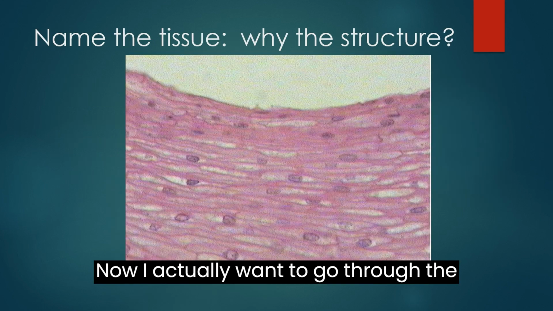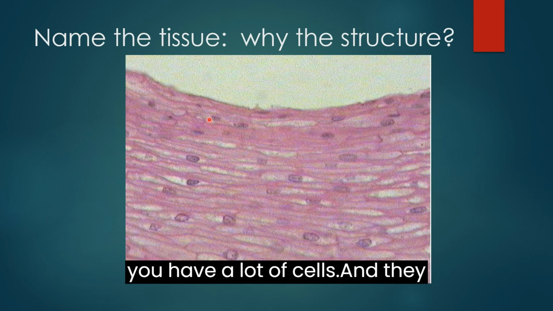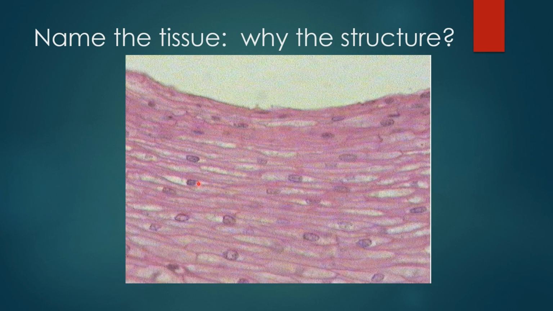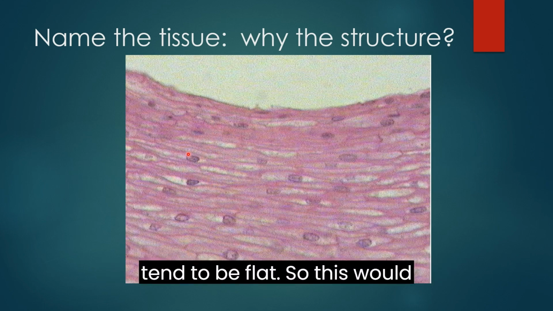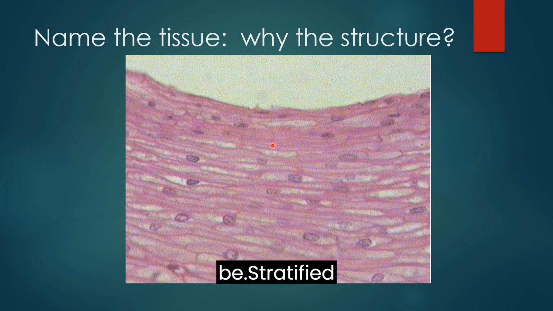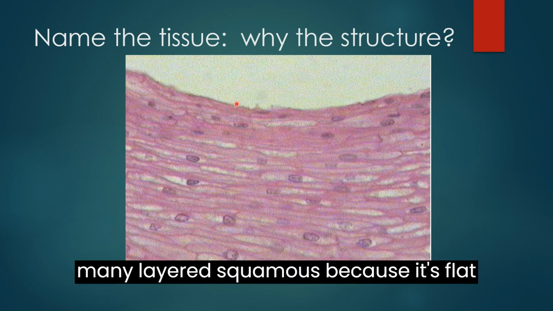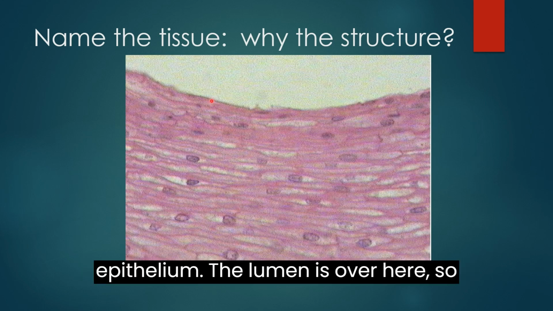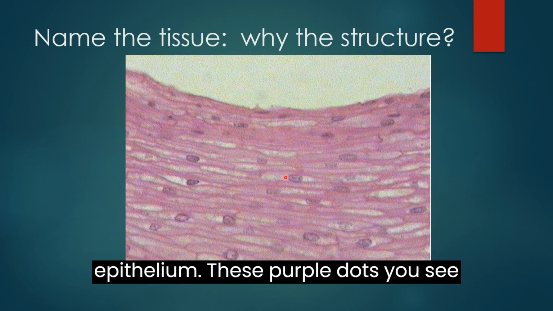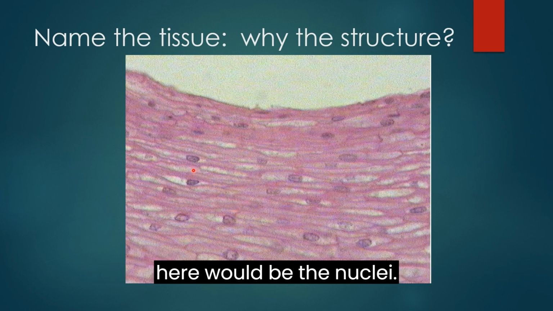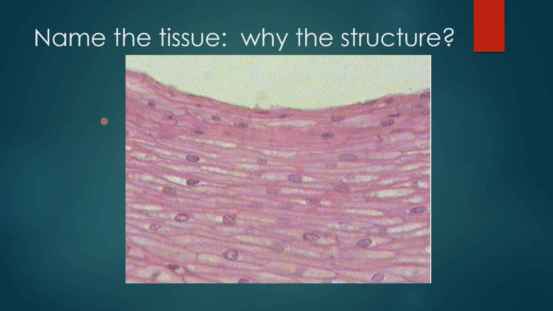Now, I actually want to go through the tissues. Now, if you look at this tissue, you have a lot of cells, and they tend to be flat. So this would be stratified, many layered, squamous, because it's flat, epithelium. The lumen is over here. So this would be a stratified squamous epithelium. These purple dots you see here would be the nuclei.